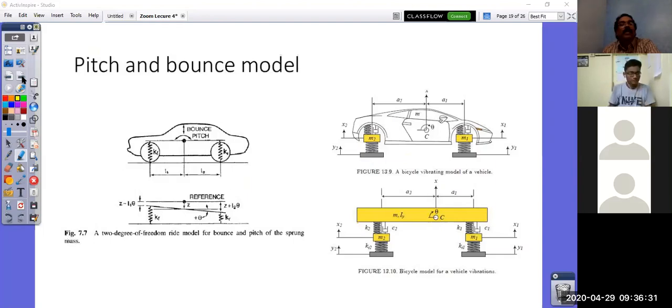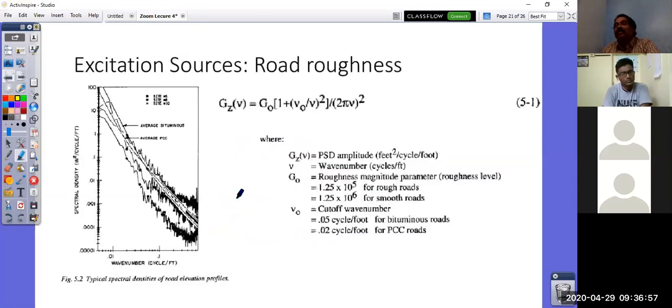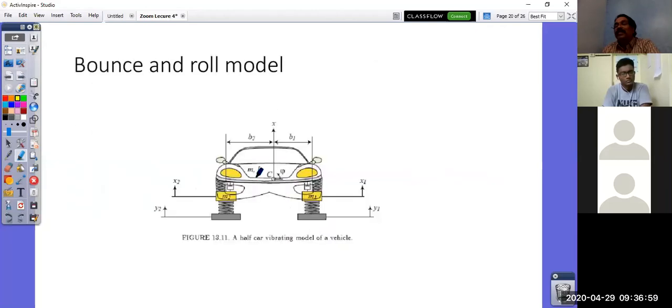And similarly, if you continue with the bounce and roll model, again it's a half car model. You have the unsprung mass and your sprung mass. So these two bounces, and this now is going to have bounce as well as roll. You have a governing equation for that to get these parameters in a similar way. So all these models will be quite sufficient to design your suspension. This data is going to help you design your suspension, right?